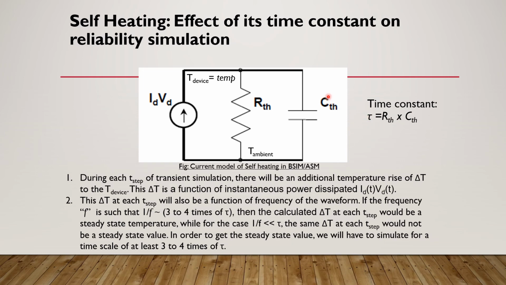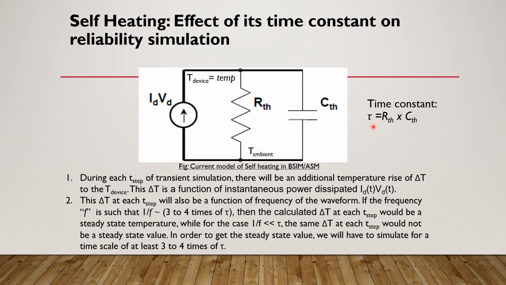The reason for this is that generally for self-heating, people don't extract CTH separately. They just extract RTH, and the CTH is generally kept at the same default value. So that is not good. If you really want a reliability model for especially an RF circuit like a power amplifier, you definitely should model the CTH also correctly. That is, the time constant tau should also be modeled correctly, and only in relation to that will the reliability simulation be correct.